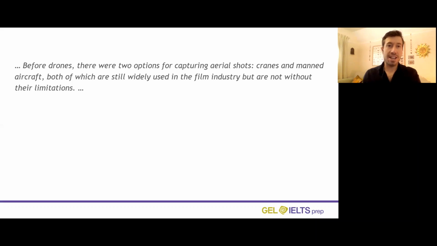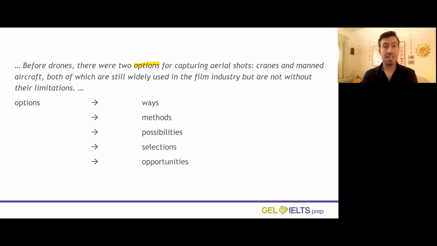So here is that sentence again. Now, we're going to just focus on one word here, just to start with as an example. We're going to focus on the word options, and we're going to look at some synonyms for options. But we're going to see how context is very important for knowing which words are synonyms. So, often you can say ways for options. You could also say methods, possibilities, selections, and opportunities.